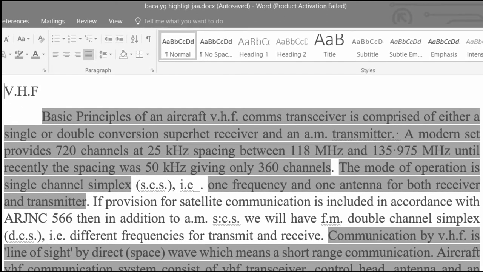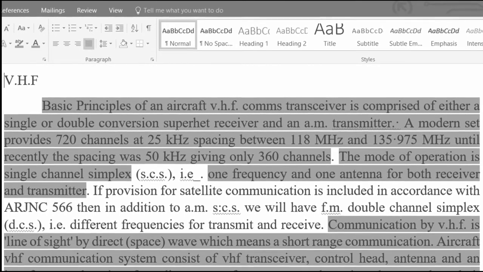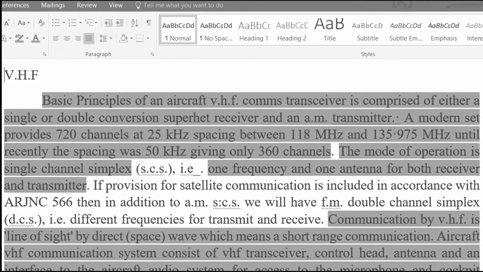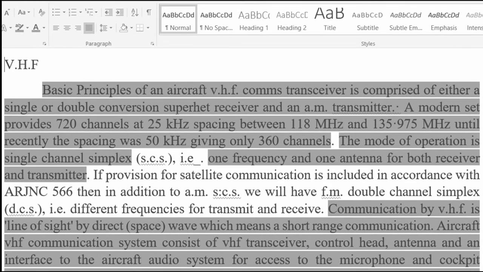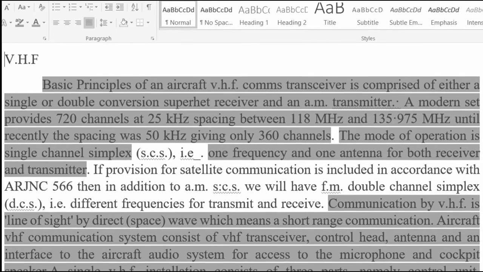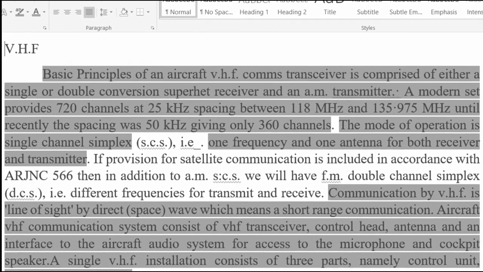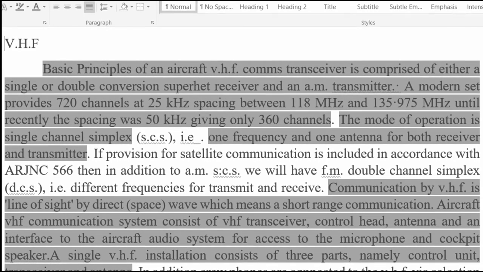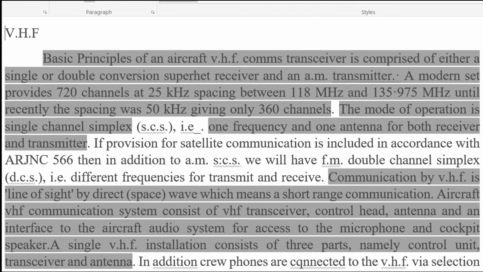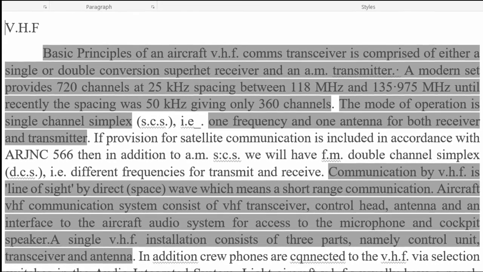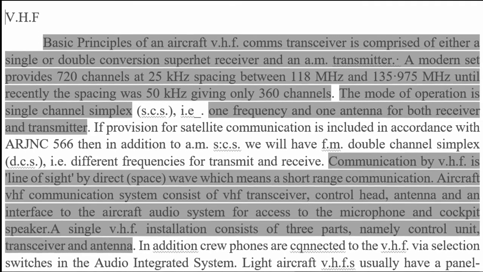The basic principle of an aircraft VHF comms transceiver is that it comprises either a single or double conversion superhet receiver and an AM transmitter. A modern set provides 720 channels at 25 kHz spacing between 118 MHz and 135.975 MHz. Until recently, the spacing was 50 kHz, giving only 360 channels. The mode of operation is single channel simplex, which is one frequency and one antenna for both receiver and transmitter. Communication by VHF is line of sight by direct space wave, which means short-range communication.